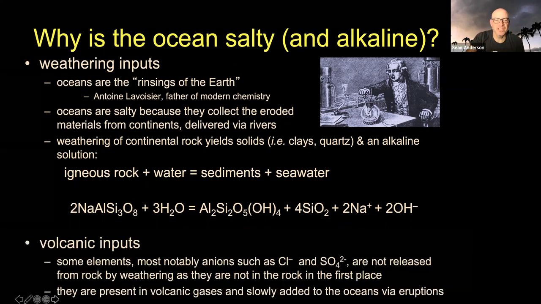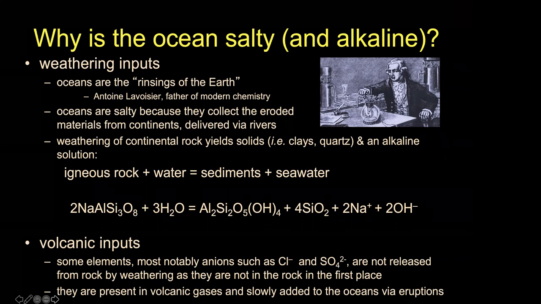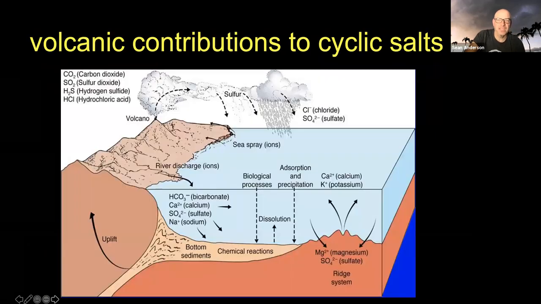So then I have a question. We also have volcanoes, underwater volcanoes that can contribute as well. Well, volcanoes in general, but especially underwater volcanoes could be blasting stuff, right? You can imagine squirting things into the body of the ocean. And so this is what we see right here, right? We see erosion, river discharge. We see all the sulfurous rains and all that kind of good stuff.